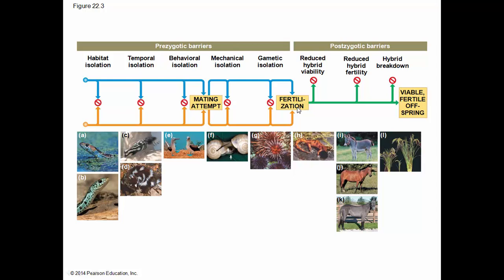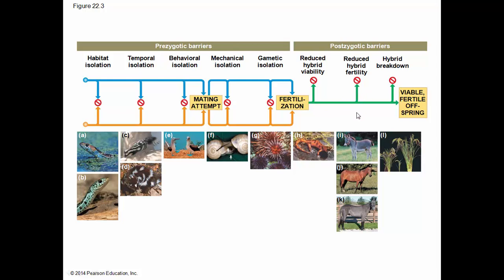Now, after fertilization has occurred, you can have offspring. But are these offspring viable, and are they fertile? Well, that is the question that could lead to speciation. So reduced hybrid viability is when, for example, some salamanders of the genus Ensatina in California occur in different species, and those species may overlap, and they may produce offspring, but those offspring may not be strong enough to survive until reproductive age.